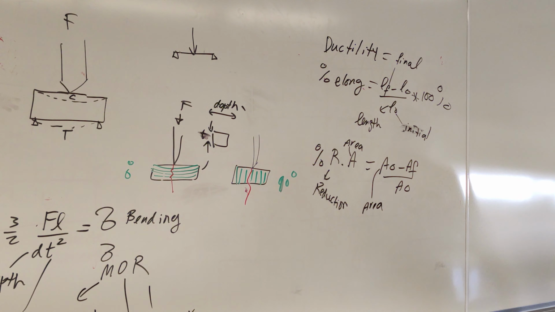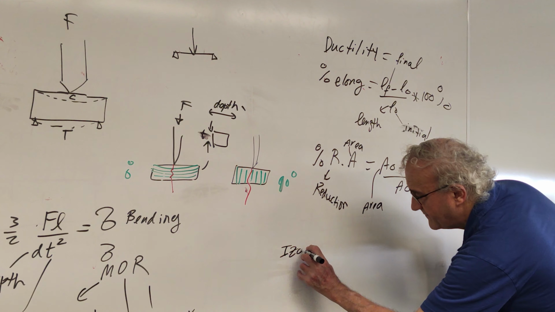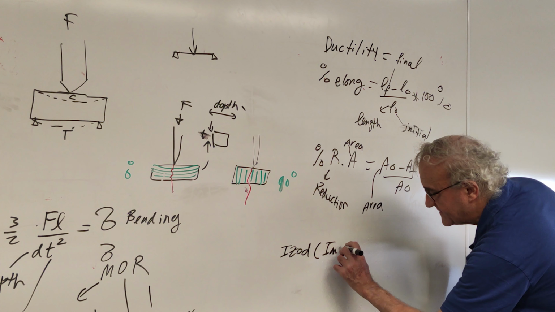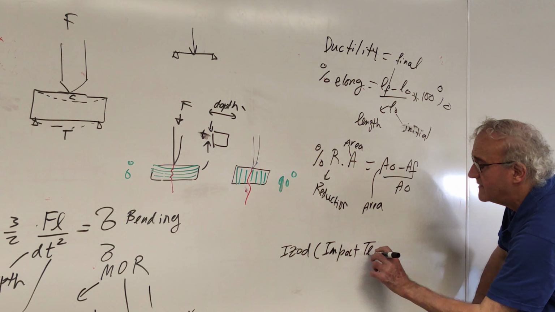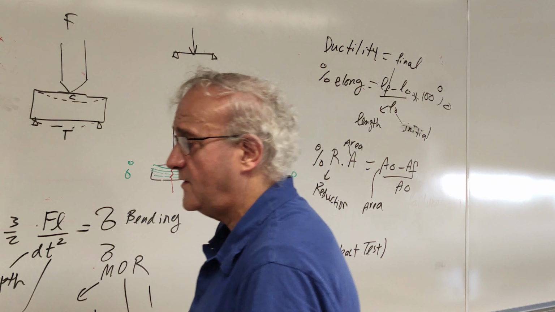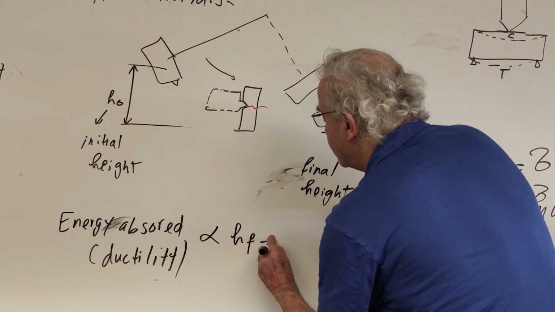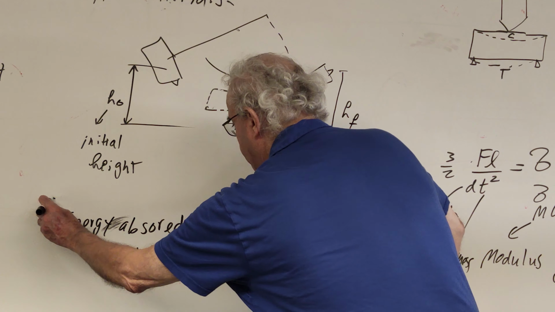Now, other things which measure ductility is the Izod or impact test. In fact, when you become seniors, if you do your master's here, or if you take with me a 500 level course of fracture mechanics, I'm going to give you another term called fracture toughness, which is a test of that. So, the energy absorbed, or the ductility, is proportional to HF minus H naught.